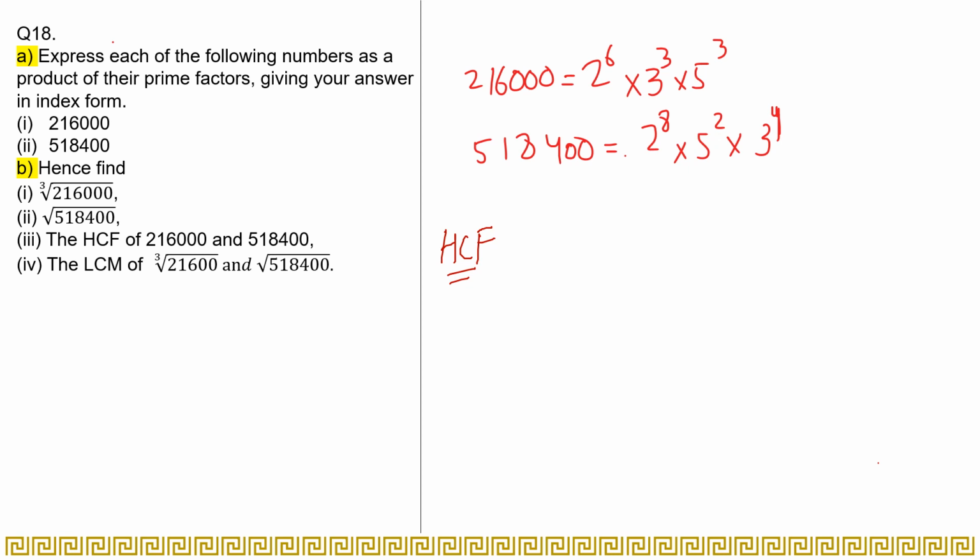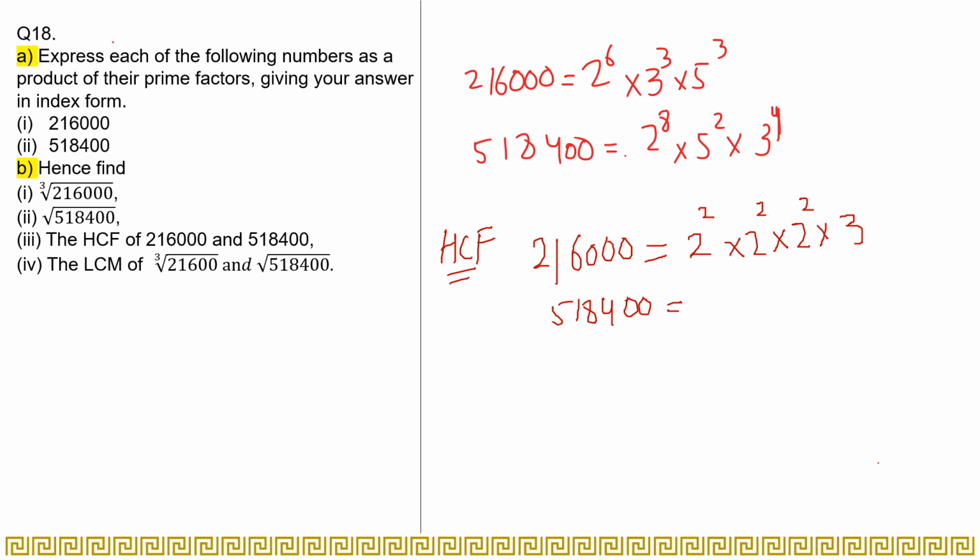Let's simplify it, 216000 and 518400. I would like to write it in the form of pairs of 2. I can write 2 to the power 6 as 2 to the power 2, 2 to the power 2 and 2 to the power 2, right? And then I can write 3 cube as 3 to the power 2 multiplied by 3. It's up to you whichever method you choose, but for me this one is easier. So I am choosing this, 5 multiplied by 5.